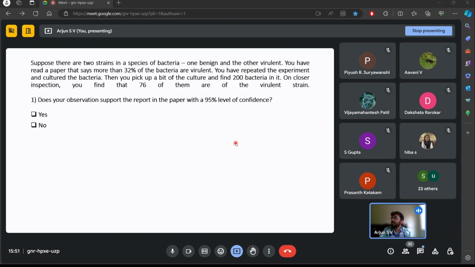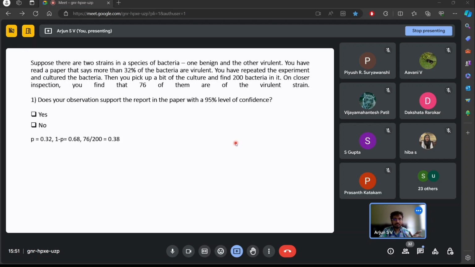Suppose there are two strains in a species of bacteria, one benign and another virulent. You have read a paper that says more than 32% of the bacteria are virulent, and you have repeated the experiment and cultured the bacteria. Then you pick up a bit of the culture and find 200 bacteria in it. On closer inspection, you find that 76 of them are of the virulent strain. Does your observation support the report in the paper with a 95% level of confidence? So 76 out of 200 in your experiment is virulent, but in the paper 32% are virulent. Can you accept or support the paper with a 95% level of confidence? That's what you need to find.